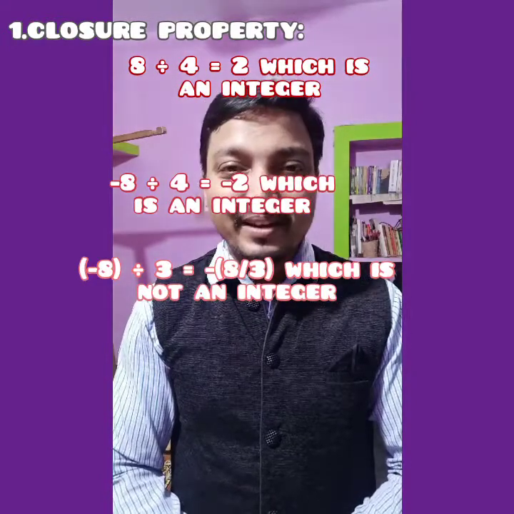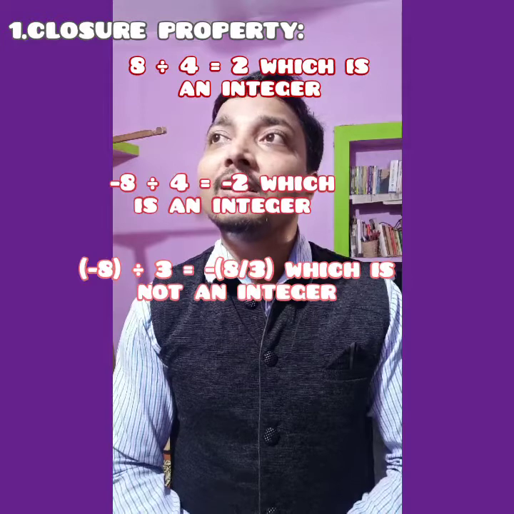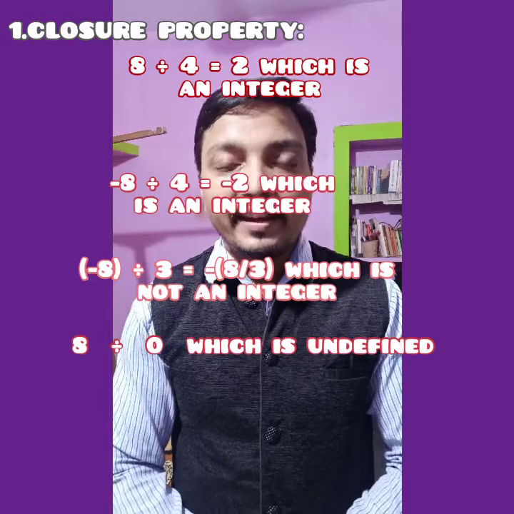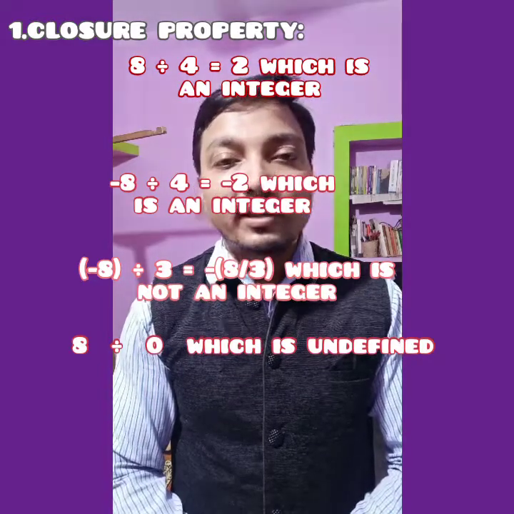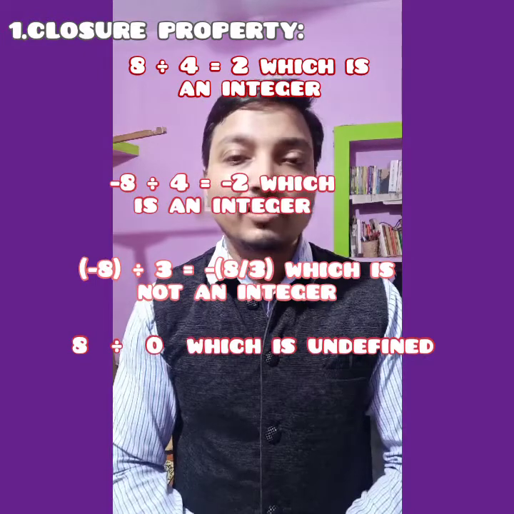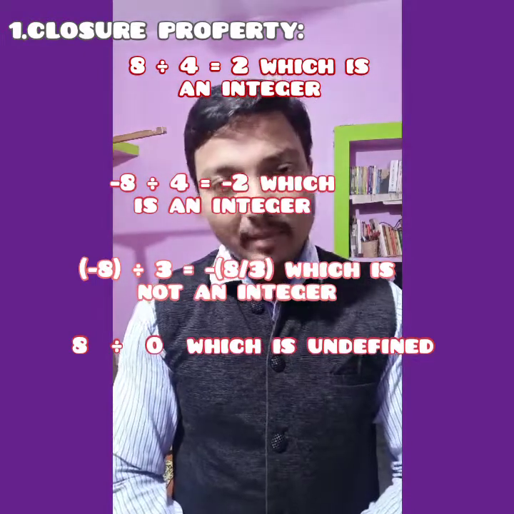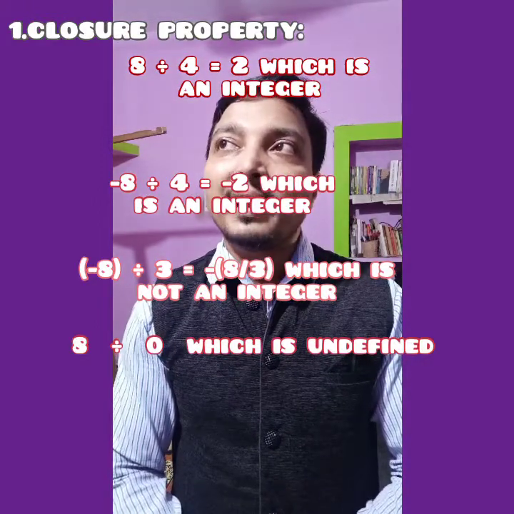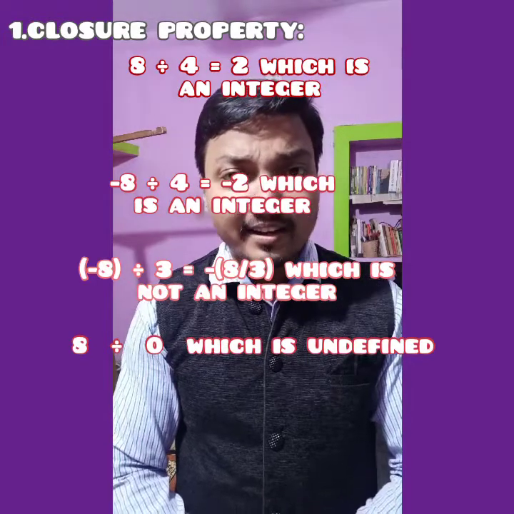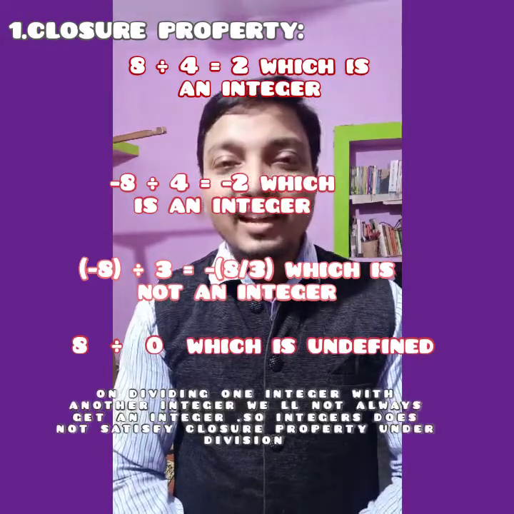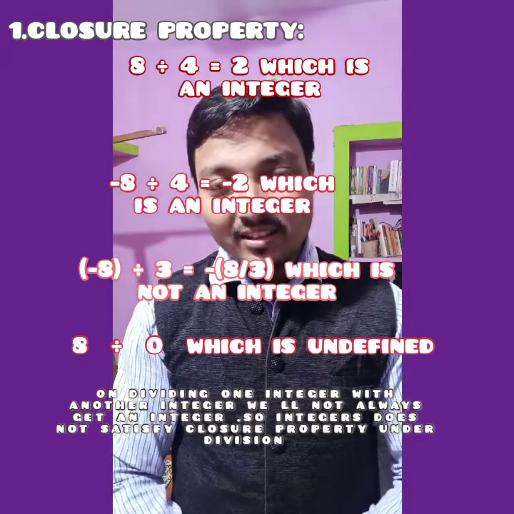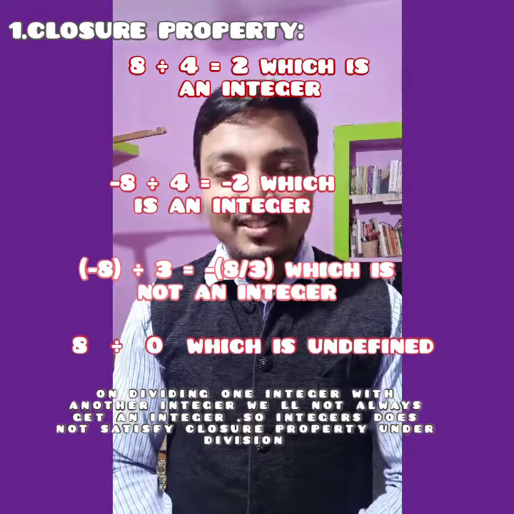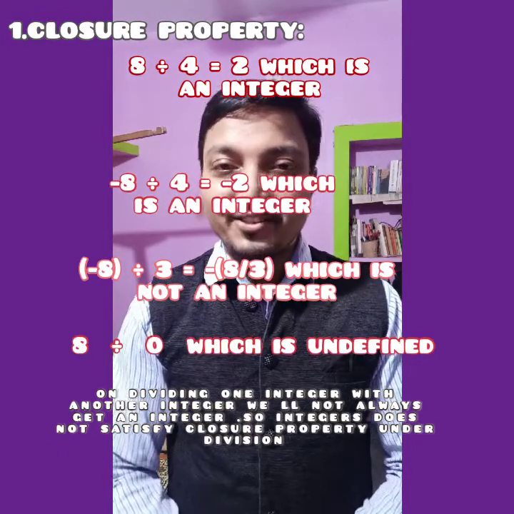Here it is 8. A non-zero integer 8 divided by 0 is undefined. Any non-zero integer divided by 0 is always undefined. Also 0 divided by 0 is undefined. Understood or not understood? So any integer 8 divided by 0, we do not get an integer. So clearly we can say that on dividing one integer by another integer, the result is not always an integer, so integers do not satisfy the closure property under division.